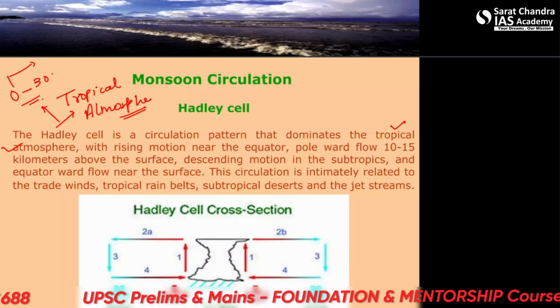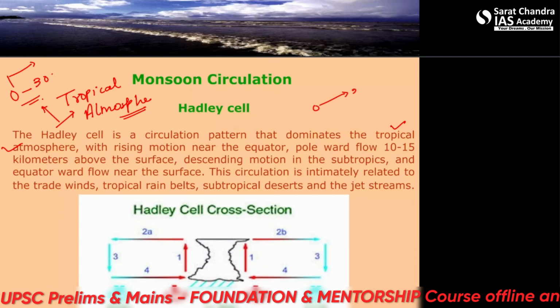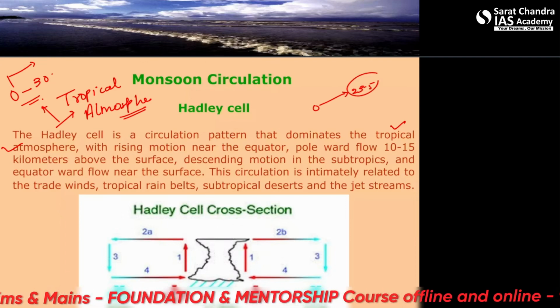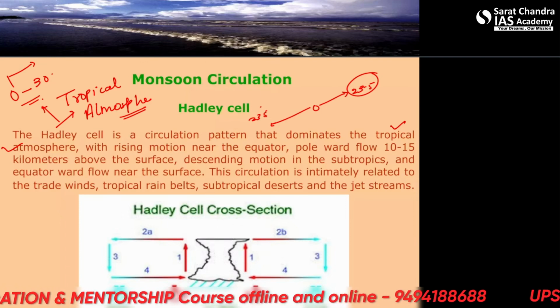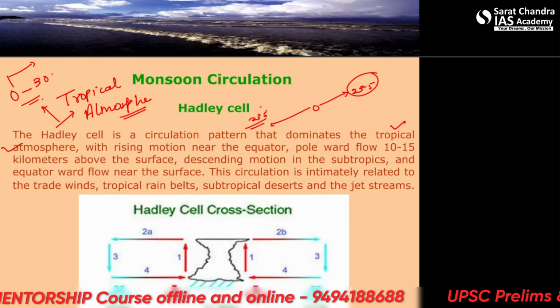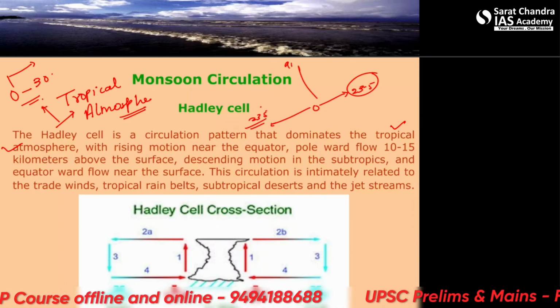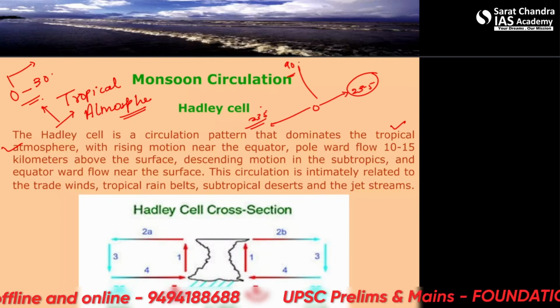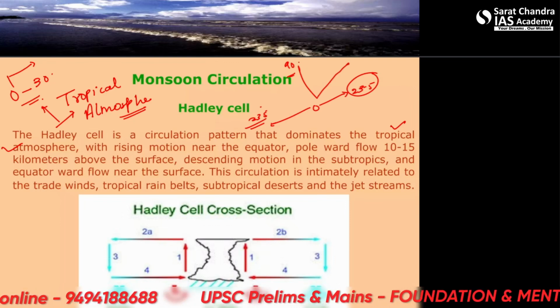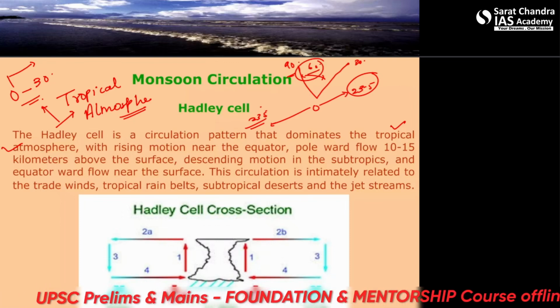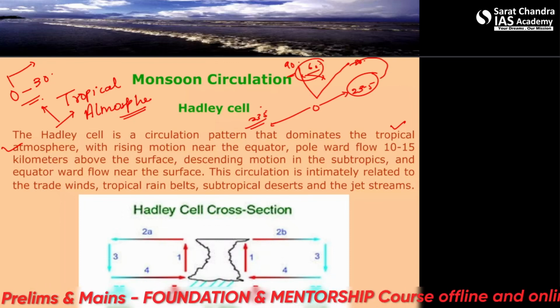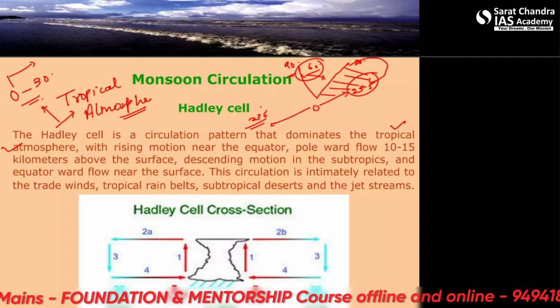And we know that 0 to 23.5 degree plus and minus are our tropics. Alright, so let's say 90 degree we are taking the north. So we are talking about 0 to just 30 degree. So this 60 degree area, we are not concerned with this. We are talking about only this 30 degree area. Alright.